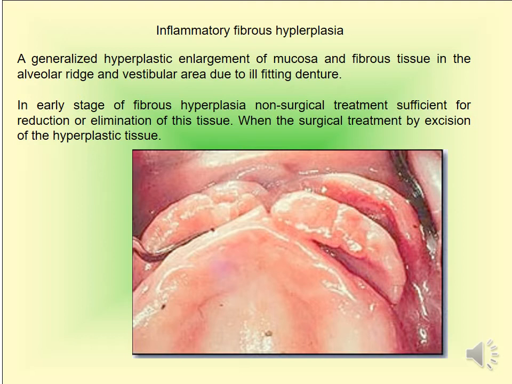In the early stage of fibrous hyperplasia, non-surgical treatment is sufficient for reduction or elimination of this tissue; otherwise, the treatment is surgical, by excision of the hyperplastic tissue. In the case of small fibrous hyperplasia, if the patient does not wear the denture, removing it from its place lets the simple hyperplasia resolve. But if it is as large as in this figure, we can do an incision of the hyperplastic tissue and suture it, and then recontour the denture or make a new denture for the patient.